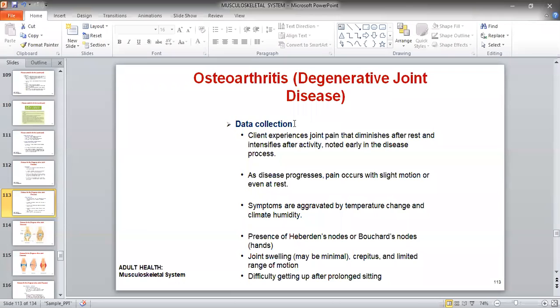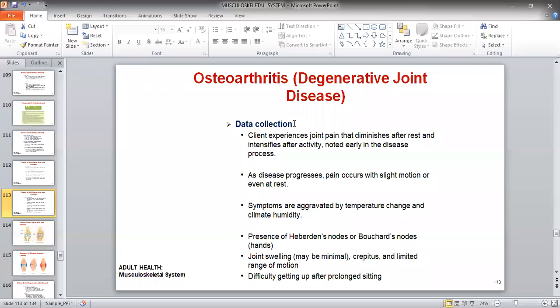So don't forget, as I told you, osteoarthritis is progressive and degenerative. Articular cartilage gets involved. What are the risk factors for the disease? Osteoarthritis is most common in older age. Women are affected more than men. Obesity, smoking, and repetitive stress on the joint. These are the risk factors of osteoarthritis.